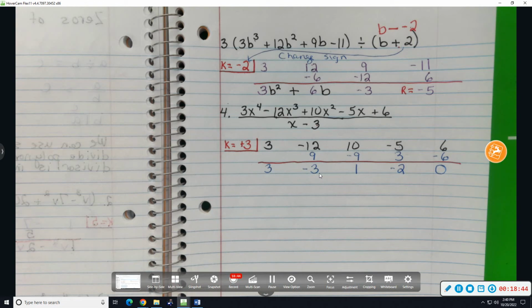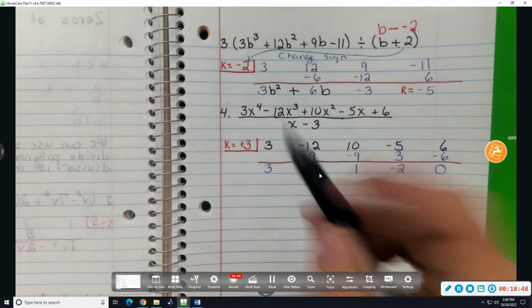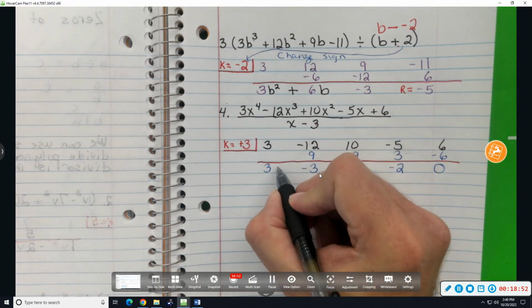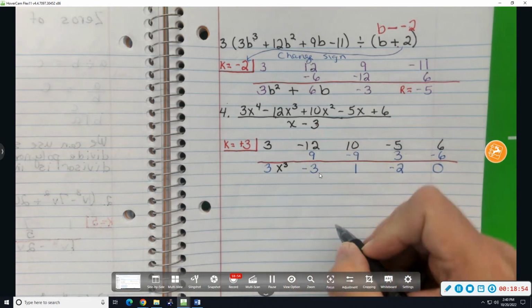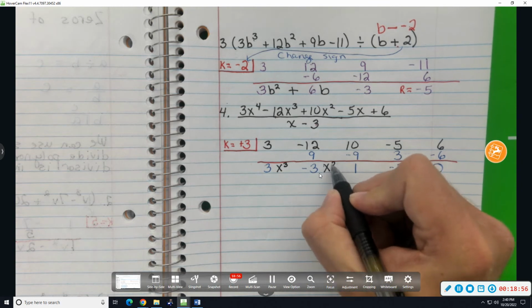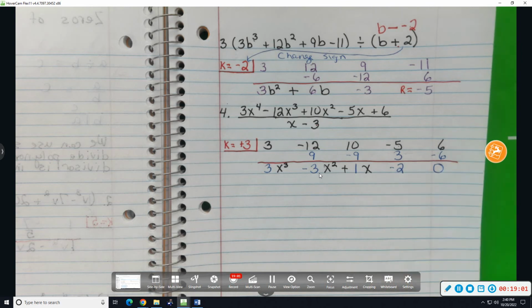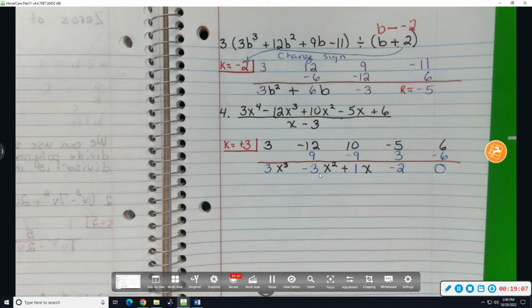Let's write the variables for our quotient. Okay, you subtract 1 from the largest exponent, and that's where you start. X to the 3rd, then an x squared, an x, and minus 2 is the constant. So that's what I'm after. Type in here 3x to the 3rd minus 3x squared plus x minus 2.